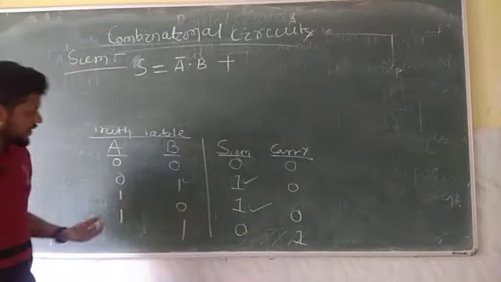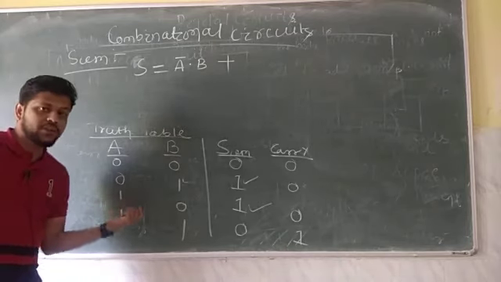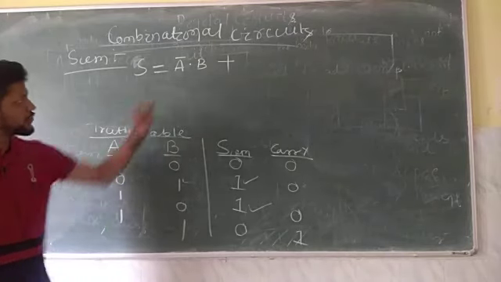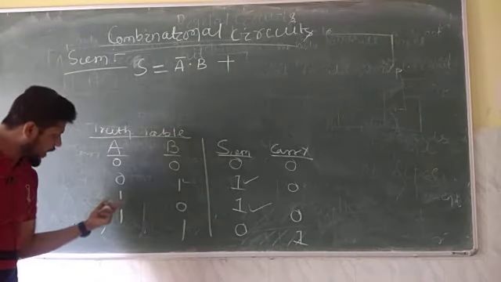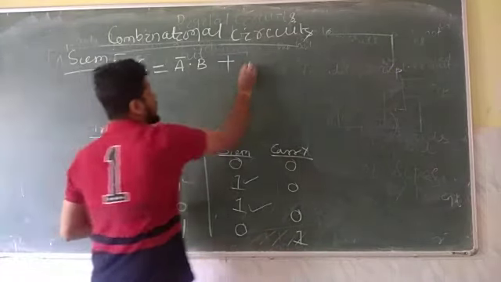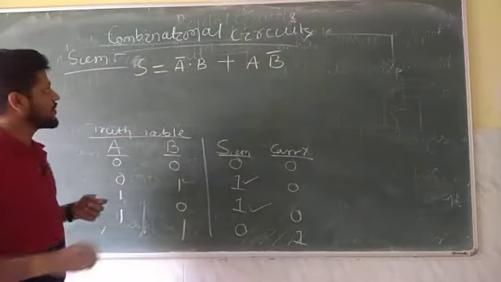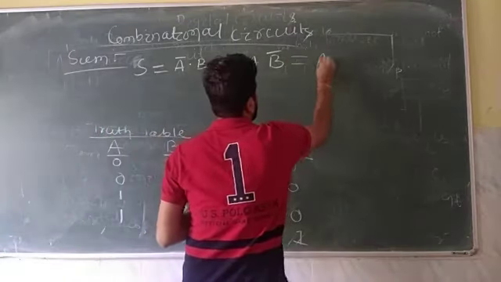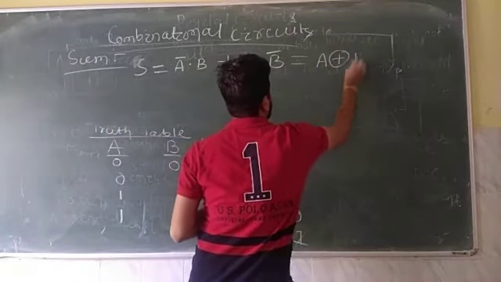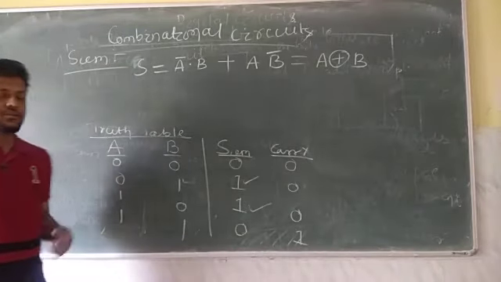And for which other combination is the output of the sum 1? The second combination. Whatever possible combinations there are, we keep adding them. So the next combination is A is 1, B is 0, that is A B bar. So A bar B plus A B bar is nothing but A XOR B. So this is your logic expression for sum.